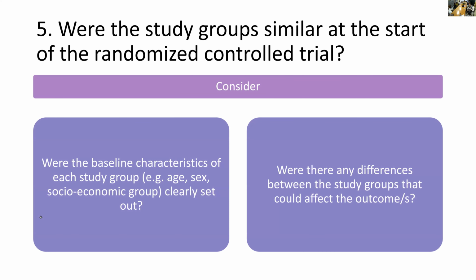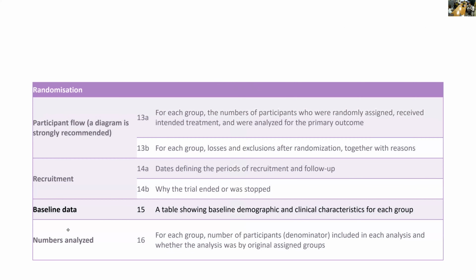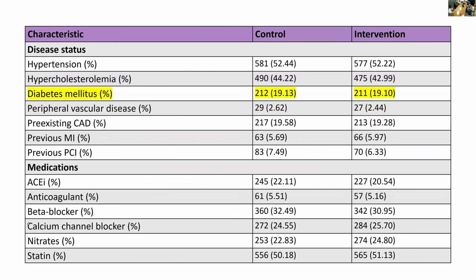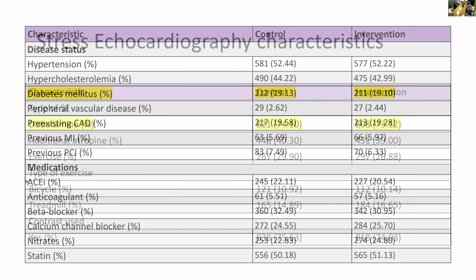Then we come to whether the randomization worked, so whether the study groups were similar at the start of the RCT, and we look at the baseline characteristics. This is part of the CONSORT checklist. The baseline characteristics in terms of gender, age, BMI, race and smoking status were all matched. We had almost 50% women, a large number, which I thought may be different from our population. We may have more men being referred for stress echo and then for the angio. Very few had diabetes, less than 20%. The use of cardiovascular medication was similar in both groups, and also other comorbidities.